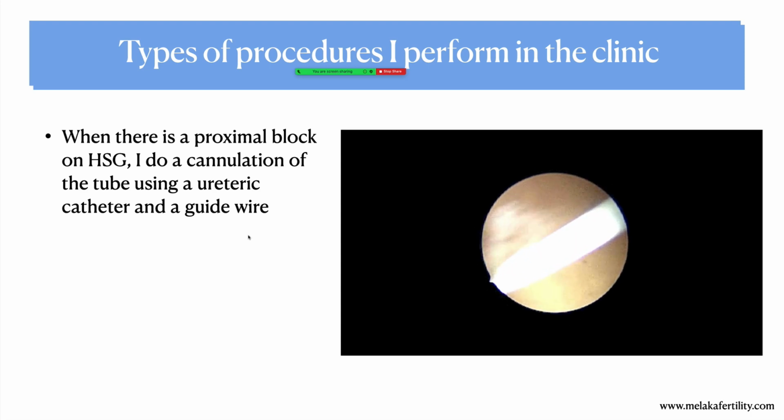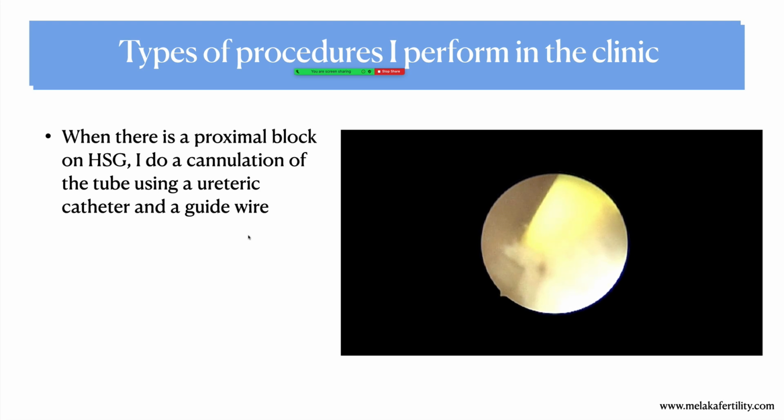So as you can see, my guide wire is going all over the place. If you have nicely designed catheters that can turn, it will be better. But I have managed to do all my tubal cannulation using just this ureteric catheter. It's cheap, it's easy to do, and it can be done in one setting.